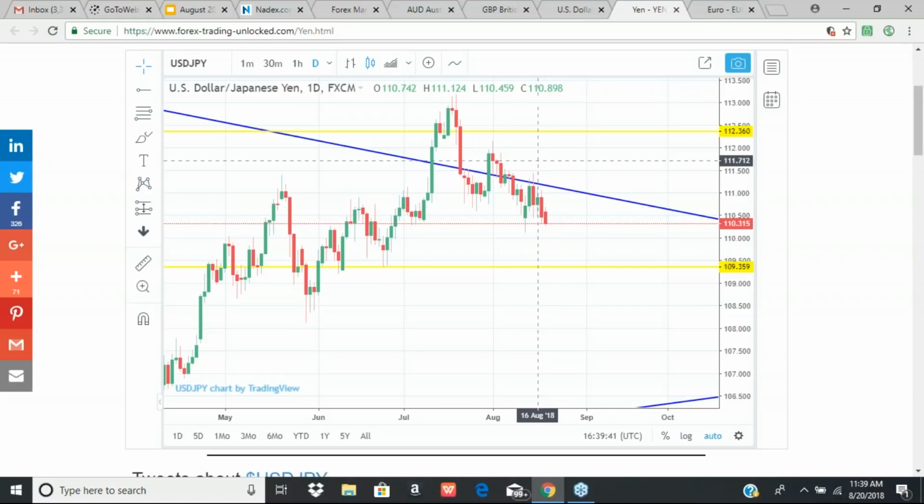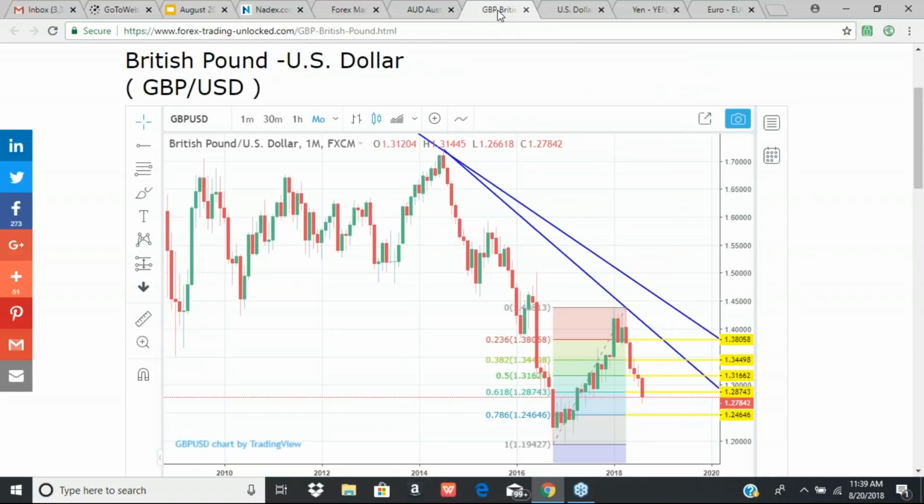Now, let's take a look at the British pound US dollar chart. Once again, we're at the monthly level, and you can see that the British pound has been trending lower since 2014, and very steeply. Once again, this is a technical webinar. We're not going to get into the political things. We're not going to get into Brexit or anything like that.